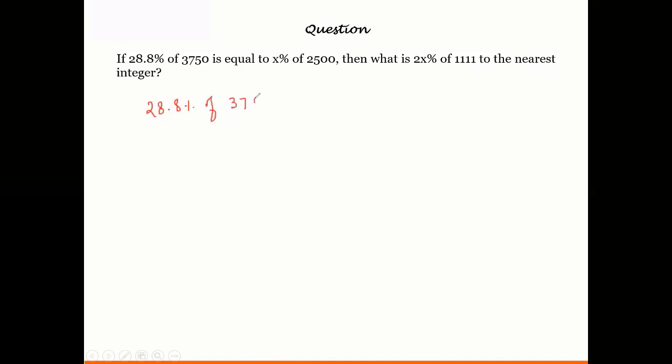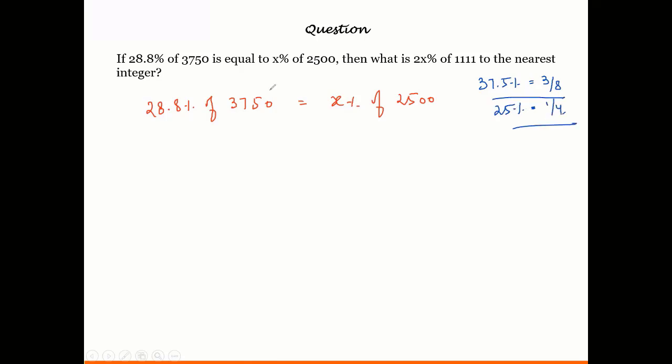So 28.8% of 3750 is equal to x% of 2500. As I discussed with you, the percentage and the number can always be interchanged. And if you know the values, I hope you remember 37.5% is equal to 3 by 8. 25% is equal to 1 by 4. I see 375 here. I see 2 and 5 here. So if I shift my percentage to these, probably this will make my job easy. I'll explain it to you slowly, but actually that can make your job very fast.